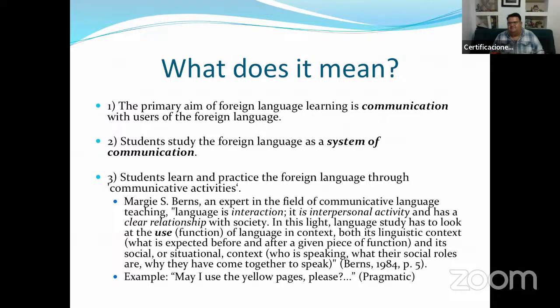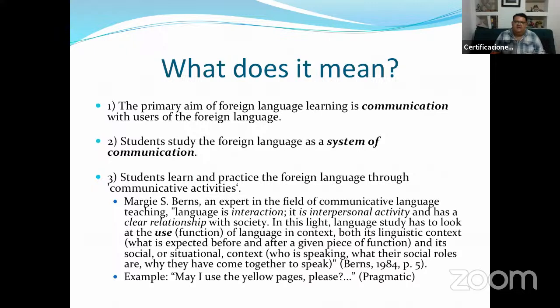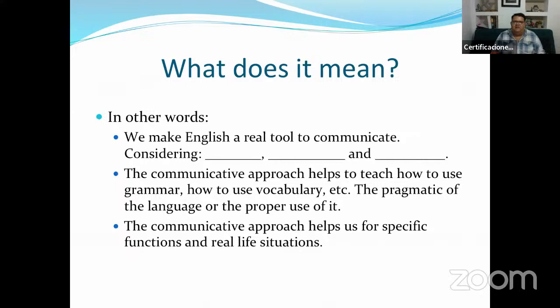All right? In other words, we make English a real tool to communicate, considering, remember, interaction, interpersonal activity, and a clear relationship with society. The communicative approach helps us teach how to use grammar and how to use vocabulary. It's not enough to teach grammar, but how to use it, when to use it, in what situations. It's not enough to teach vocabulary, but when to use it, how to use it, in what context.